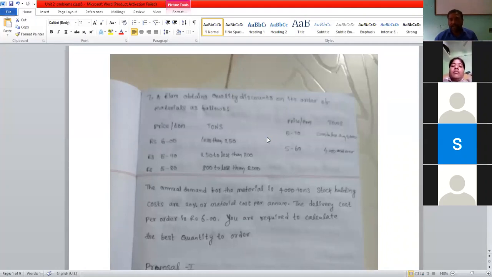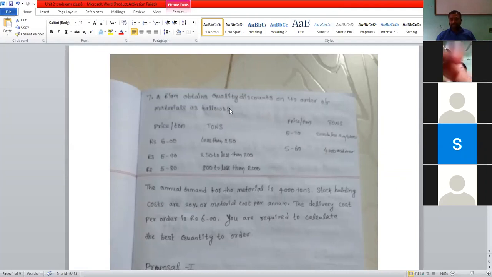So here, as per the tabular form, I showed you one chart and sent you one note. In that, the economic order is the optimum standard quantity they are going to purchase. In this question also, there are various prices: 250 at 5.90, 800 at 5.80, 2000 at 5.70, and 4000 at 5.60. Overall, they are going to purchase 4000 tons as the annual demand.